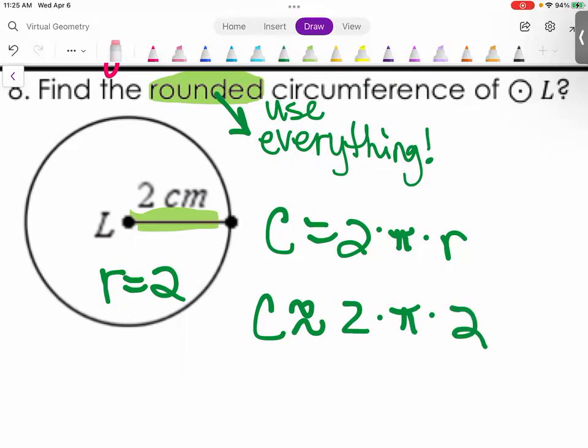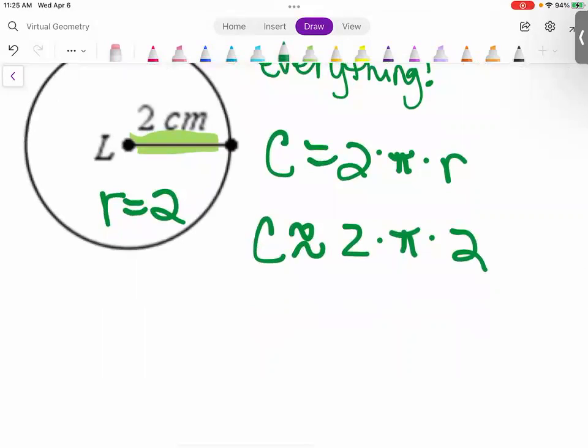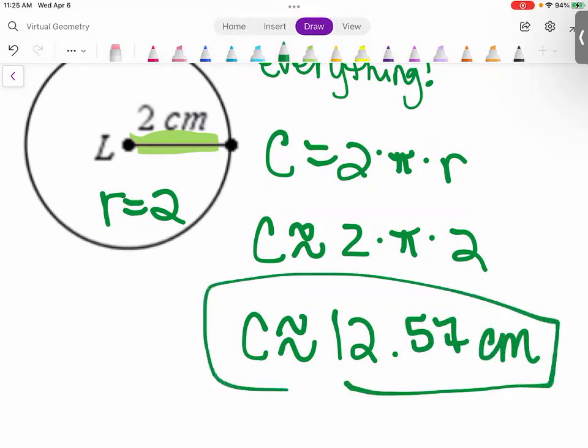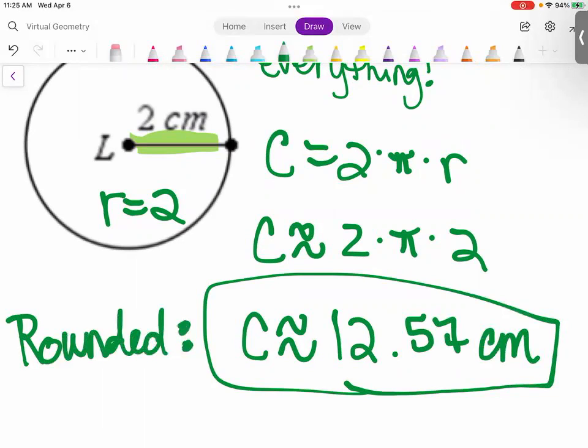When we type all of that in, my circumference is about 12.57, and we are in centimeters. I rounded that off to 2 decimal places. So that is rounded. So you definitely have to read these carefully to see, do we need rounded or do we need exact? Let's try a few more.